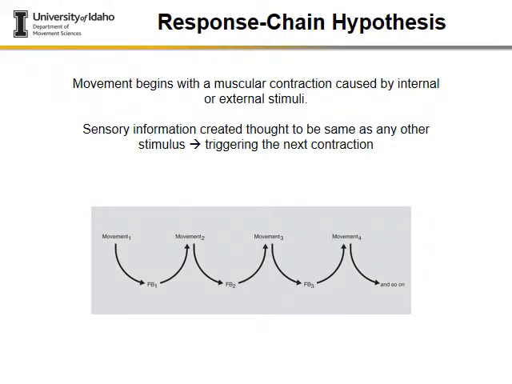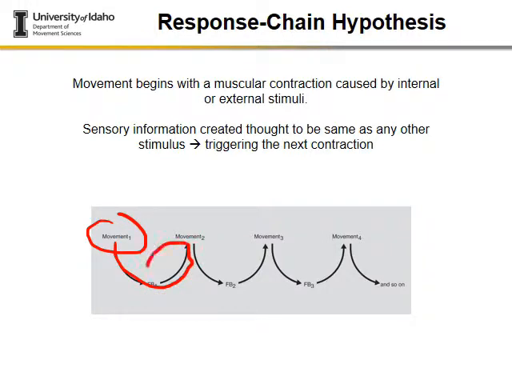One of the hypotheses is the response chain. The idea is that movement begins, and this is generally for all movement, regardless of open or closed chain, with a muscular contraction. It is caused by either internal or external stimuli, because there could be something in your environment that creates this reaction, or it could be just a thought process and you wanted to do it. So the sensory information is created, the same as other stimuli, but it triggers the next contraction. What does that mean? Well, think about this: we have a movement one, and so movement one we create.